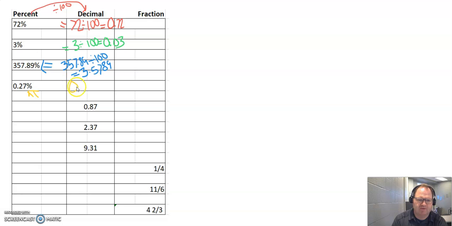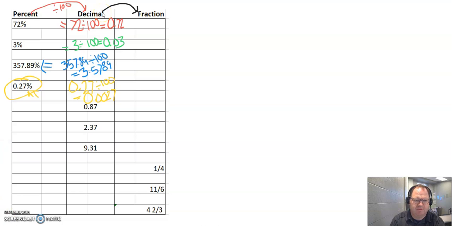And although this 0.27% looks quite a bit different, we still do it exactly the same way. It's 0.27 divided by 100, which equals 0.0027. Very small, but remember percentages are actually quite small, and this is a little bit of a percentage.